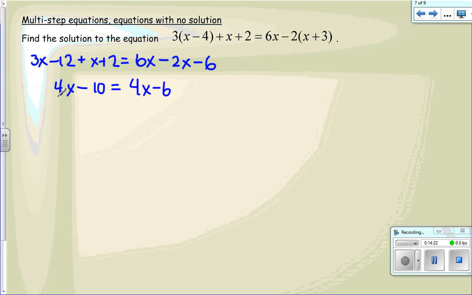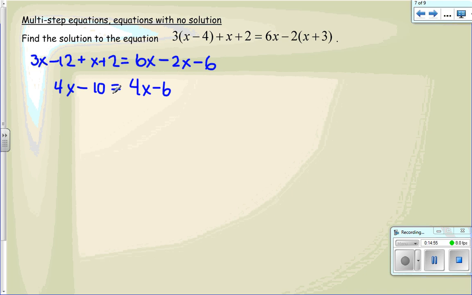Okay, what I can see already is that the 4x's are equal, and so if I were to subtract 4x from both sides, they would cancel out, and I'd be left with negative 10 equals negative 6, which is an untrue statement, and it can never be true. So I can stop here, because my variables, the 4x's, are exactly the same, but my constants are not the same, I can already see that this is going to be a no solution. So no value I plug in for x will ever make this a true statement.